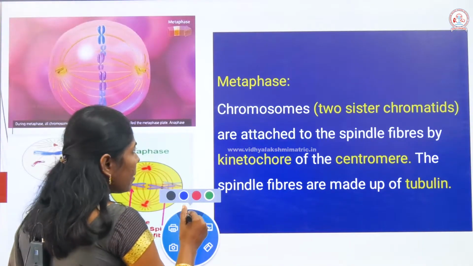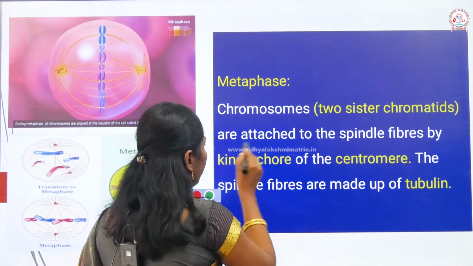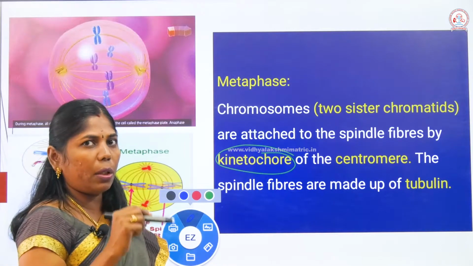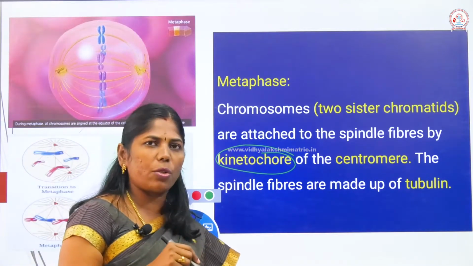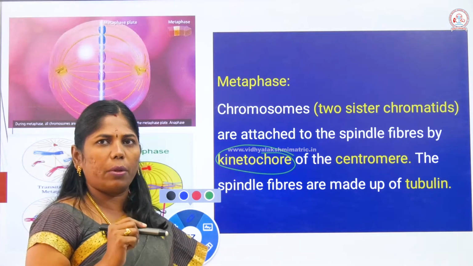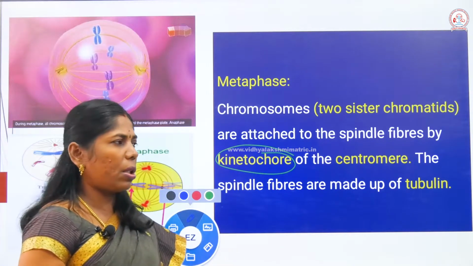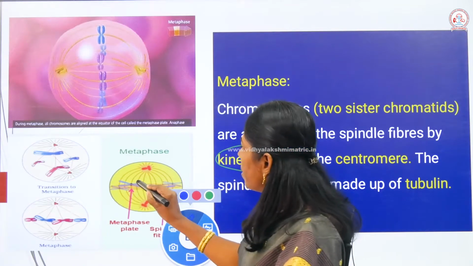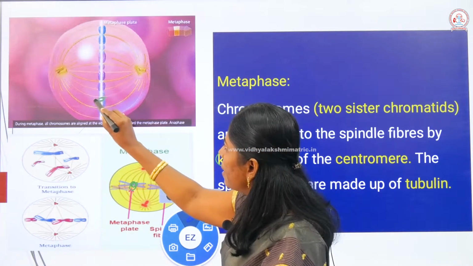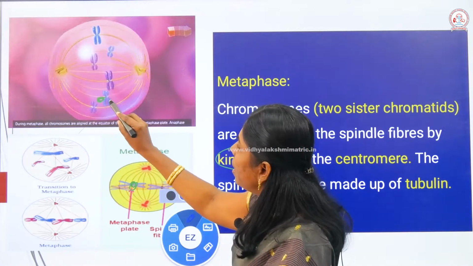So what is in the centromere? The centromere consists of a complex system called the kinetochore, a protein complex in the centromere. The kinetochore is attached to the spindle fibers. So where is the kinetochore? The kinetochore is present in the centromere. This is the centromere region. In the centromere region we can see the kinetochore.